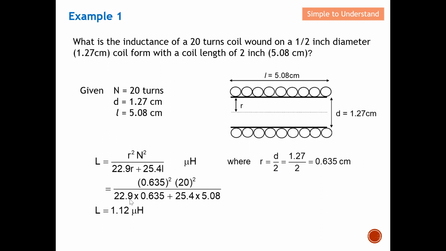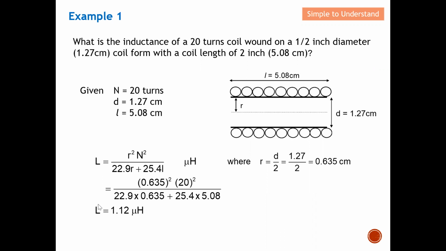This 22.9 is a fixed constant, so don't worry, just put 22.9 multiplied by the radius, plus 25.4 multiplied by the length of the coil, which is 5.08 centimeter. From here, I can compute that the value of the inductor will be 1.12 microhenry. So from this example 1, if I know these 3 parameters, I can easily calculate my inductor value.